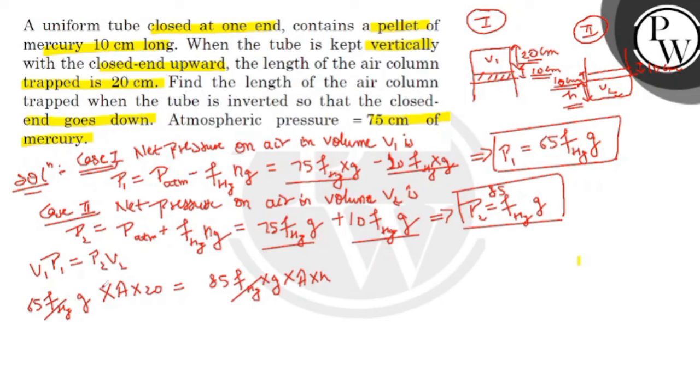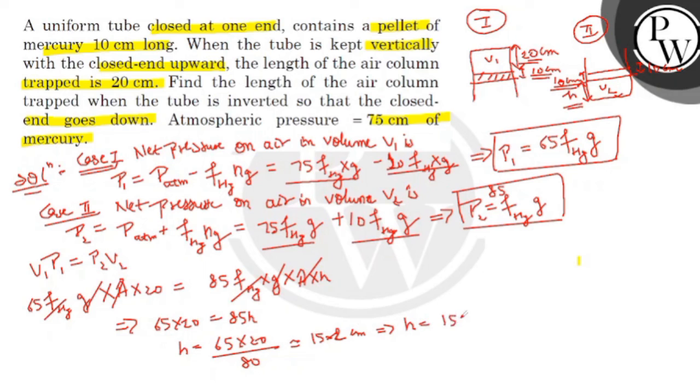Rho Hg cancels out by rho Hg, G cancels out by G, and A cancels out by A, which gives 65 into 20 equal to 85 H. So H is equal to 65 into 20 divided by 85, which is approximately equal to 15.2 centimeter. Or you can say that H is equal to 15 centimeter. So the length of air column trapped when the tube is inverted is 15 centimeter.